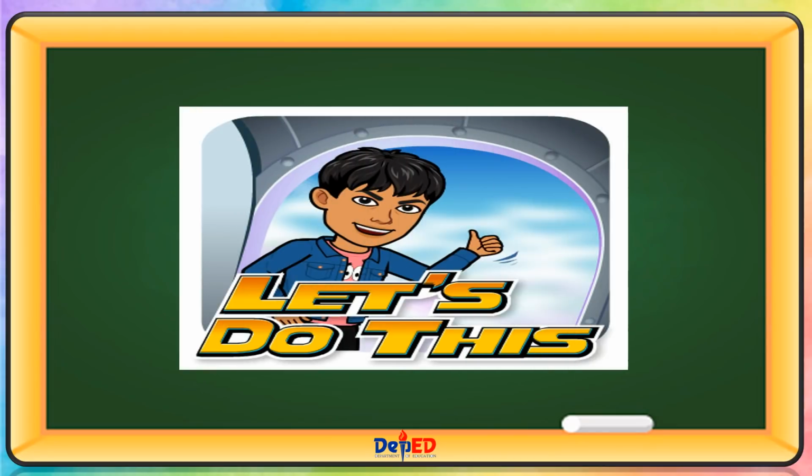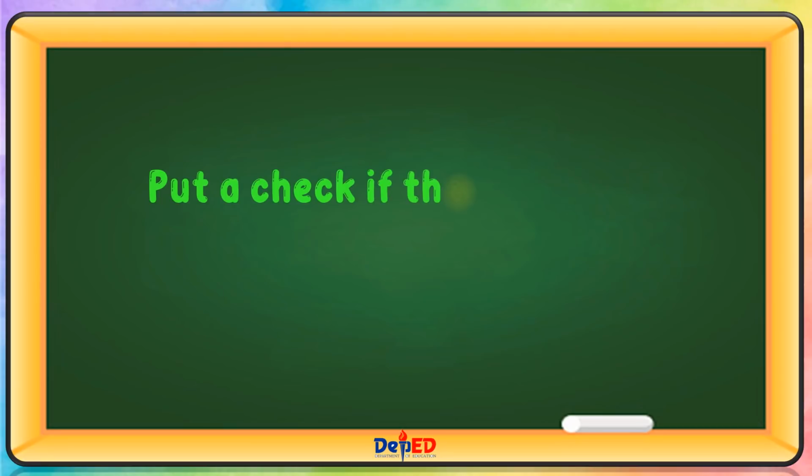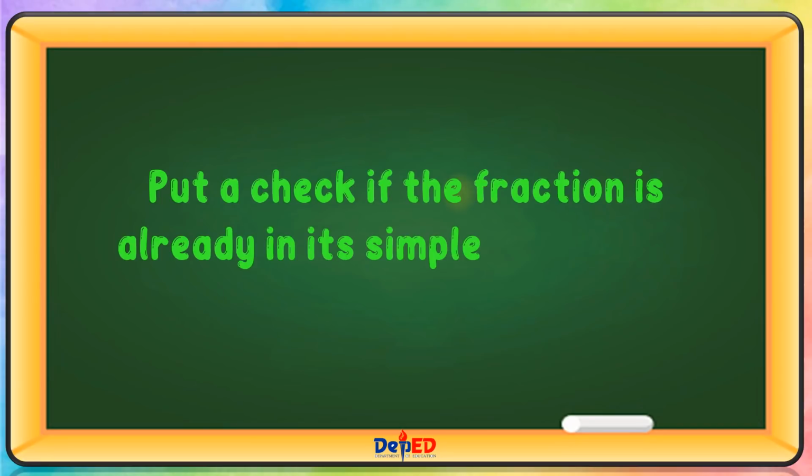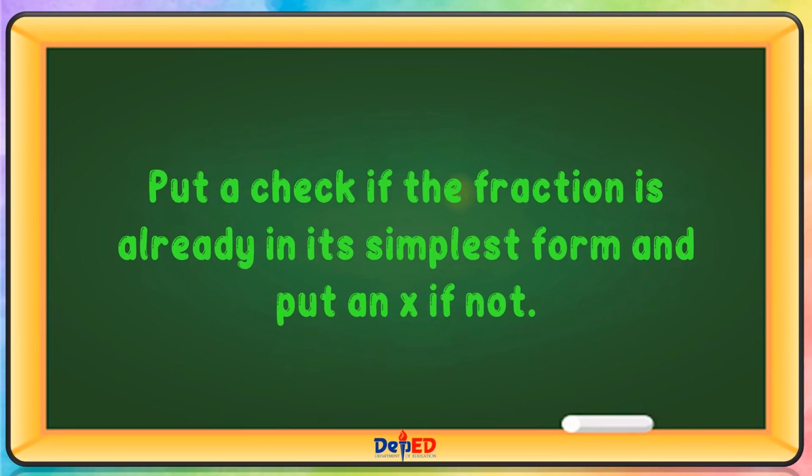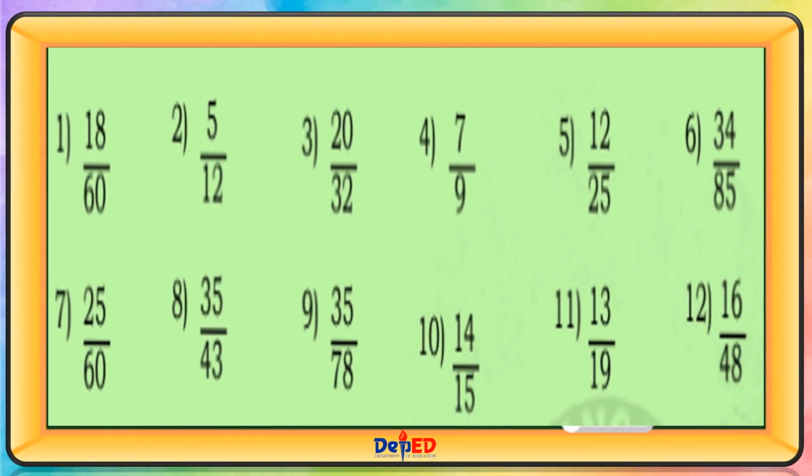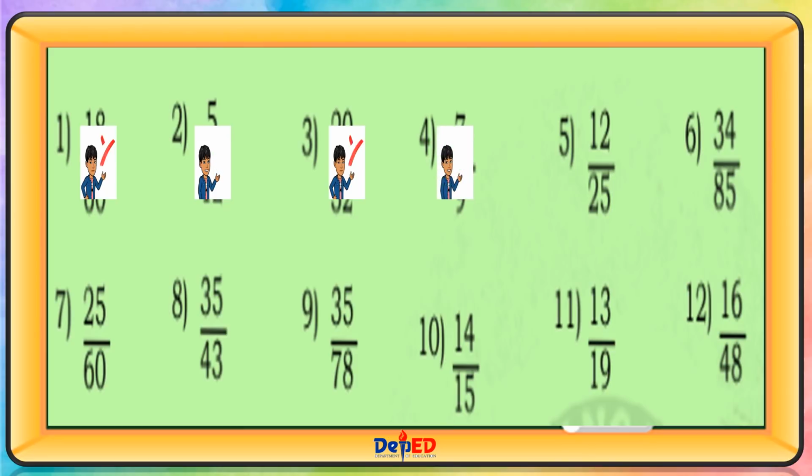Let's do this. Put a check if the fraction is already in its simplest form and put an X if not. 18/60 is X. 5/12 is check. 20/32 is X. 7/9 is check. 12/25 is X.